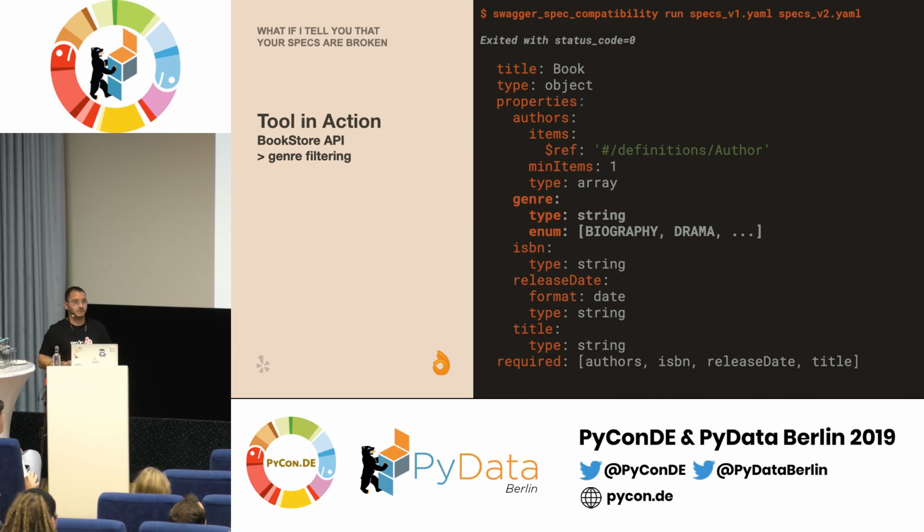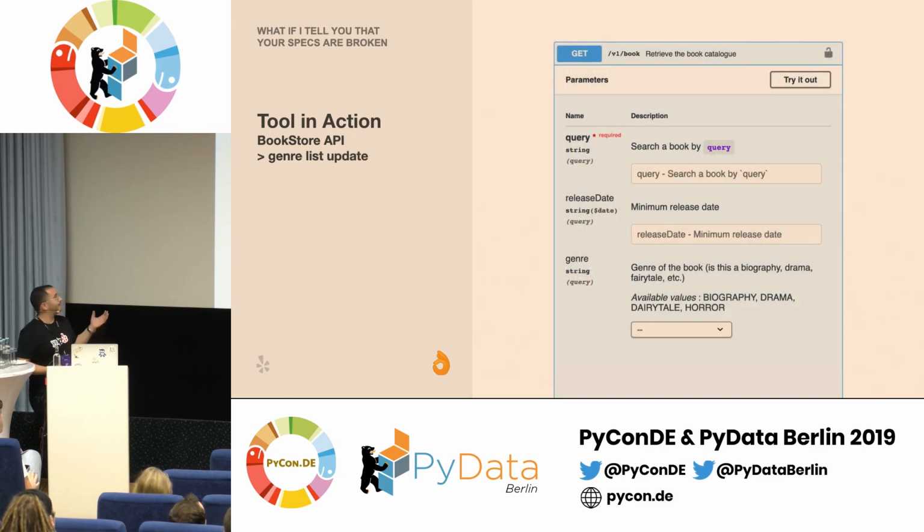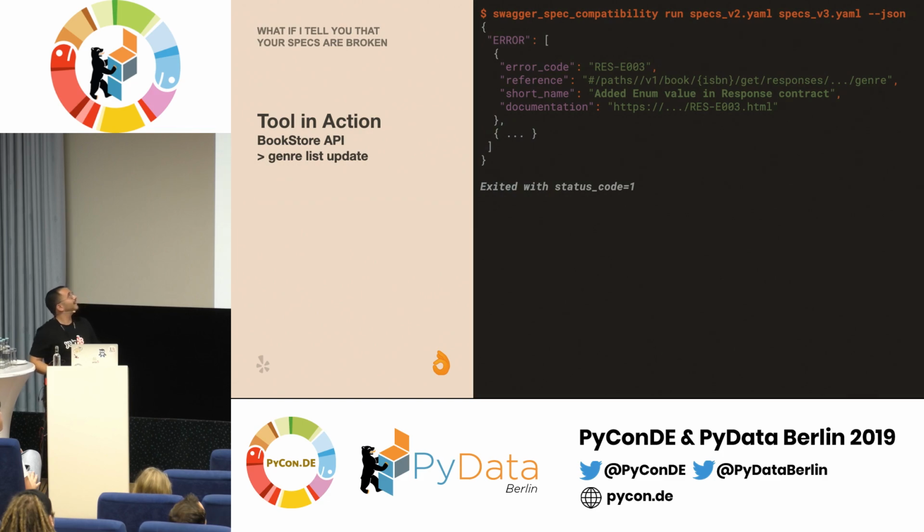But now, do you think that enhancing and enlarging the list of genres actually changed anything? I mean, we moved from something that looked like this to this. Did it actually break? Let's try to run the tool, and the tool starts to complain about multiple endpoints, saying that adding enum values to responses is not a good idea.